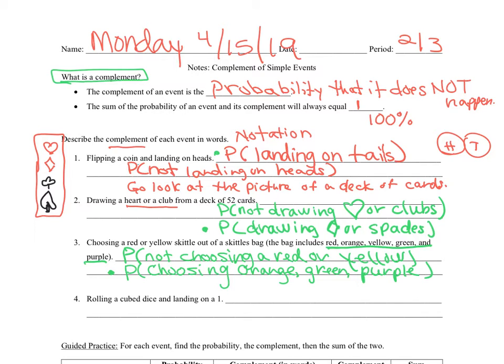So number 4 is saying rolling a cubed dice, which means a six-sided, 6 sides. We have to remember that as well. The deck of cards is important in that rolling a cubed dice has 6 sides, 1 through 6, and landing on a 1. So the probability of rolling not a 1, or the probability of rolling 2 through 6. This is the complement.